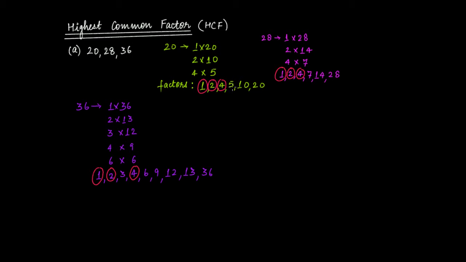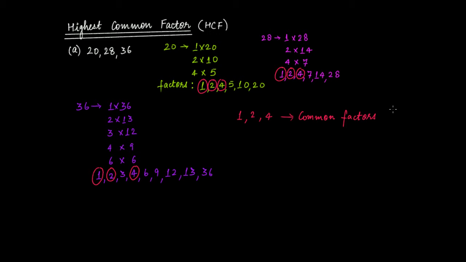Then 6, you don't have 6 here. You don't have 6 here. 9, you don't have 9 here. You don't have 9 here. 12, you don't have 12 here. You don't have 12 here. 13, you don't have 13. 36, you don't have 36 here. So, of all the factors, only 1, 2, and 4 are the common factors.